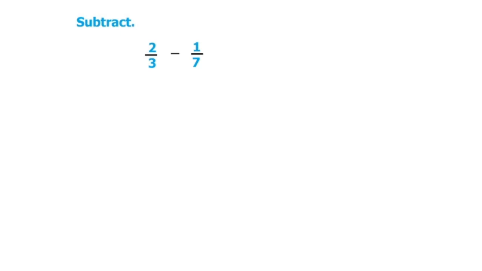In this lesson, we're going to subtract two fractions with unlike denominators, and we're going to use the prime factorization method. So if we have a problem like this that says subtract 2/3 minus 1/7.